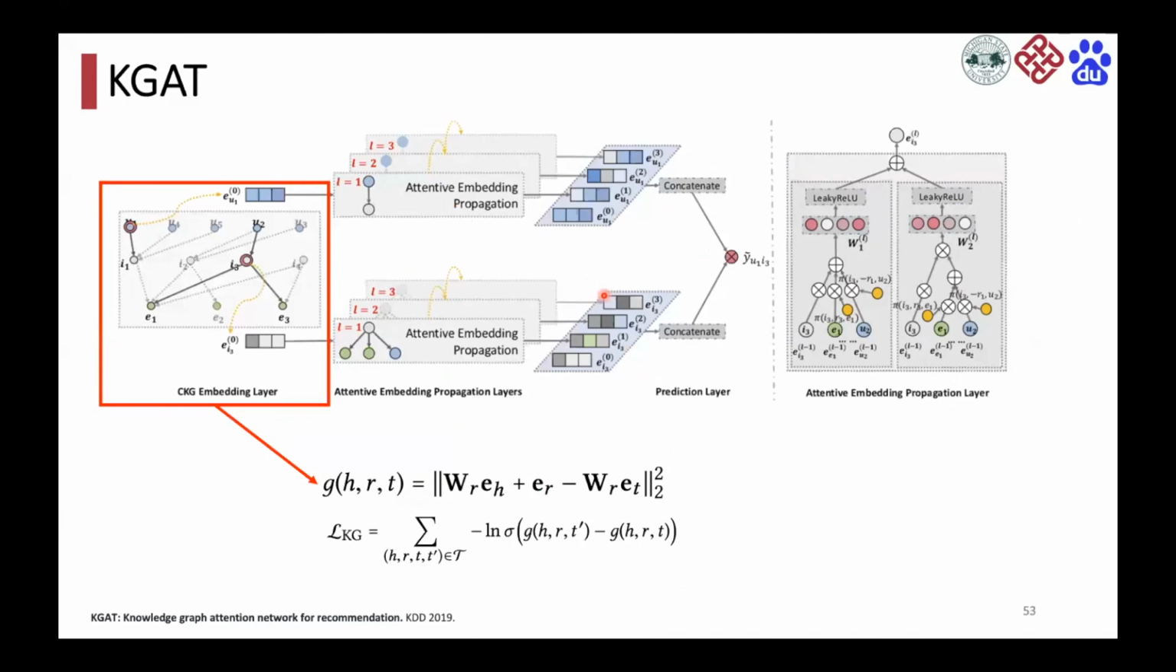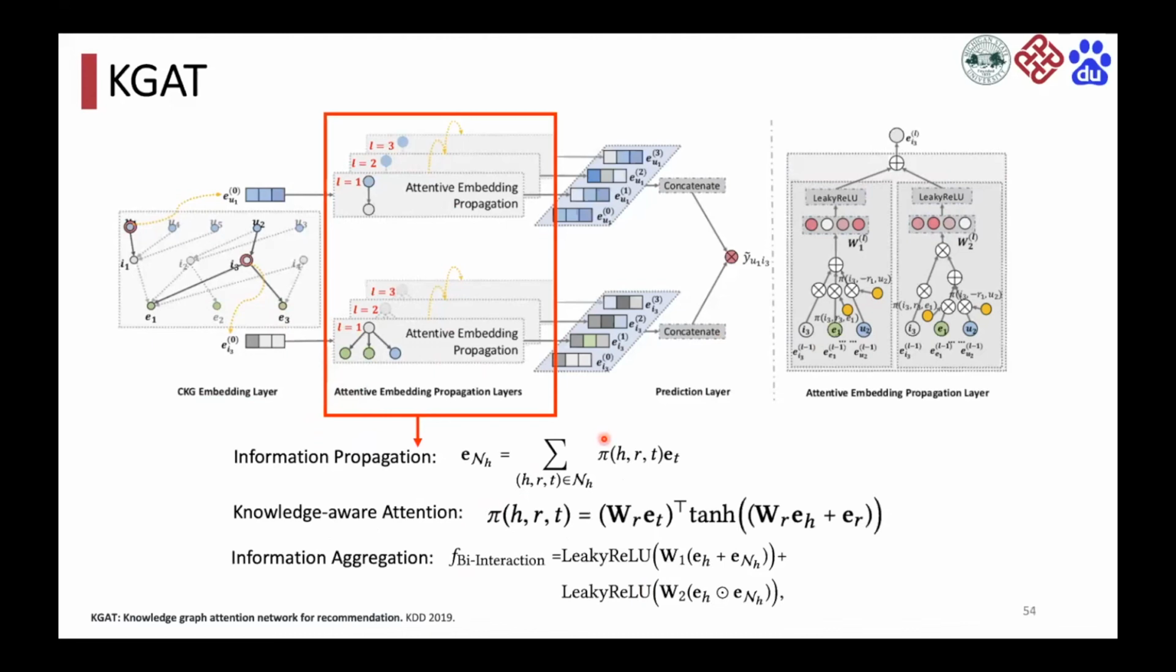As shown in this figure, KGAT consists of three main components: the embedding layer, the attentive embedding propagation layer, and the prediction layer. In the embedding layer, KGAT adopts a very classic knowledge graph method, that is TransR, which is formulated in these two equations. The main idea is to help learn each entity and relation by optimizing this translation principle.